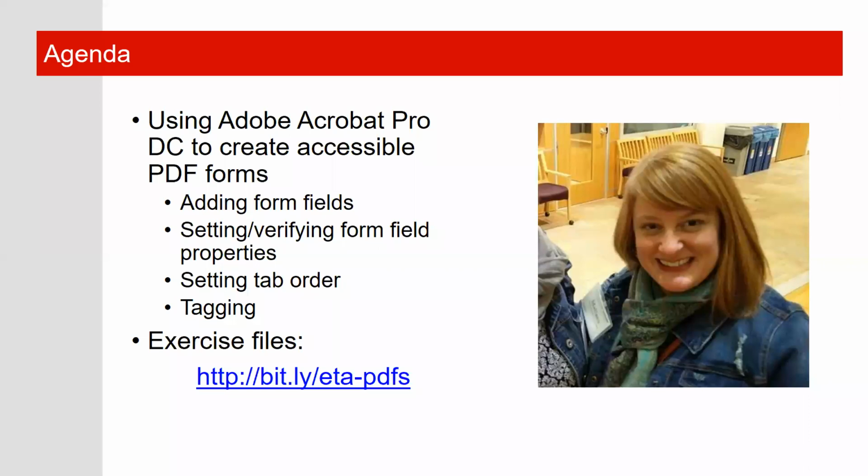This slide includes a picture of me. I have my webcam turned off, but I thought you might like to see who you're speaking with today. Today's session will cover how to use Adobe Acrobat Pro DC to create accessible PDF forms. Specifically, we'll look at adding fillable form fields and field descriptions, setting tab order, tagging, and other PDF form accessibility tasks.